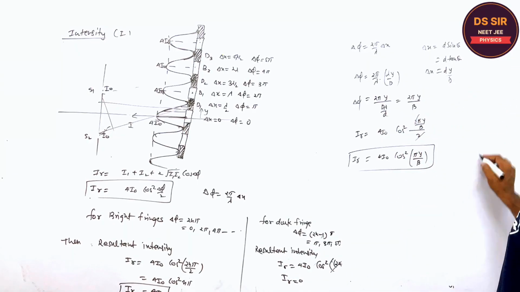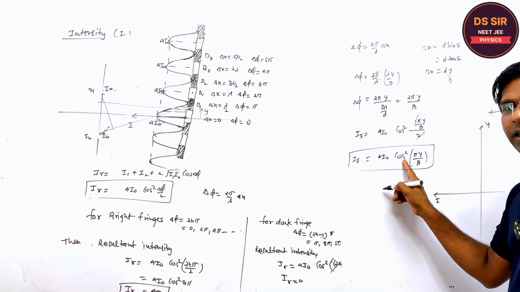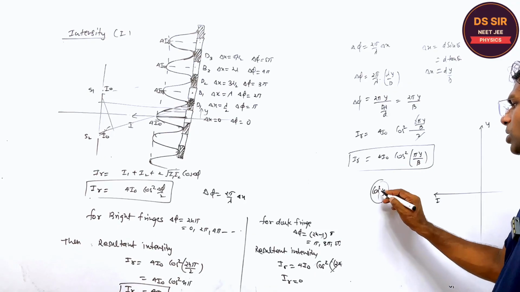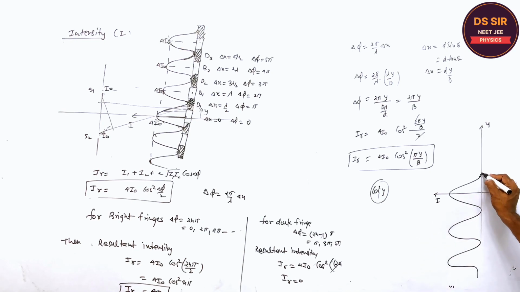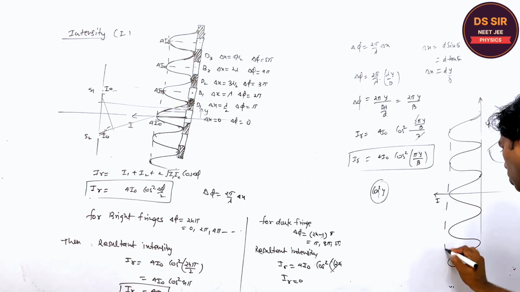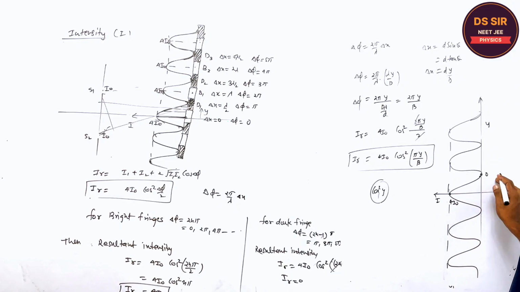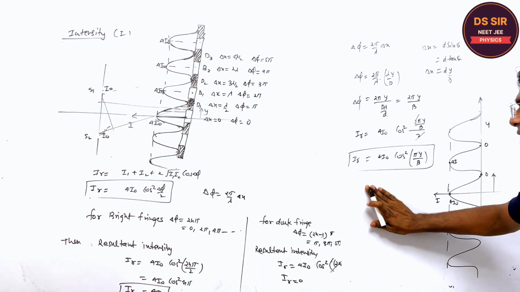Listen one thing, suppose this is the intensity versus y graph. The intensity versus y graph is similar to the cos square y graph. So the cos square y graph is like this. Is it clear or not? So the maximum intensity is 4I naught. Are you getting or not? You put the distance y, any distance y, you can find out the resultant intensity. Are you getting or not?